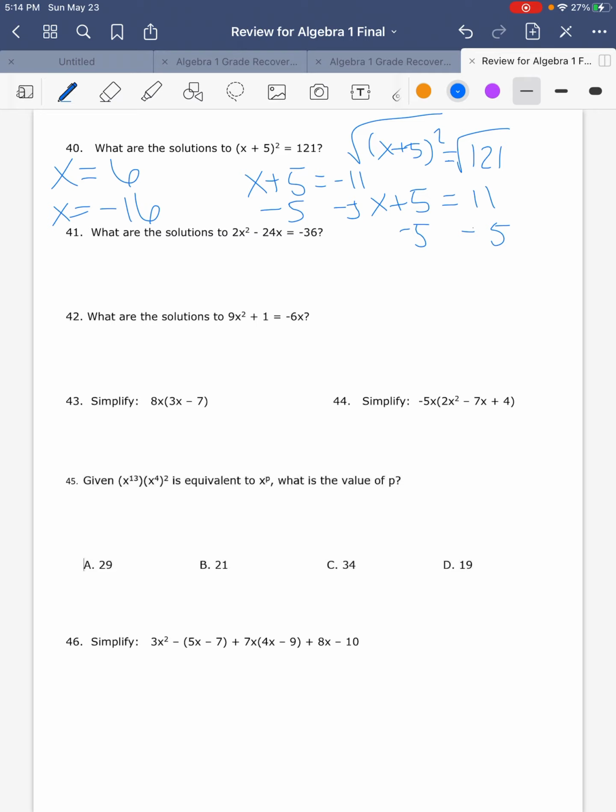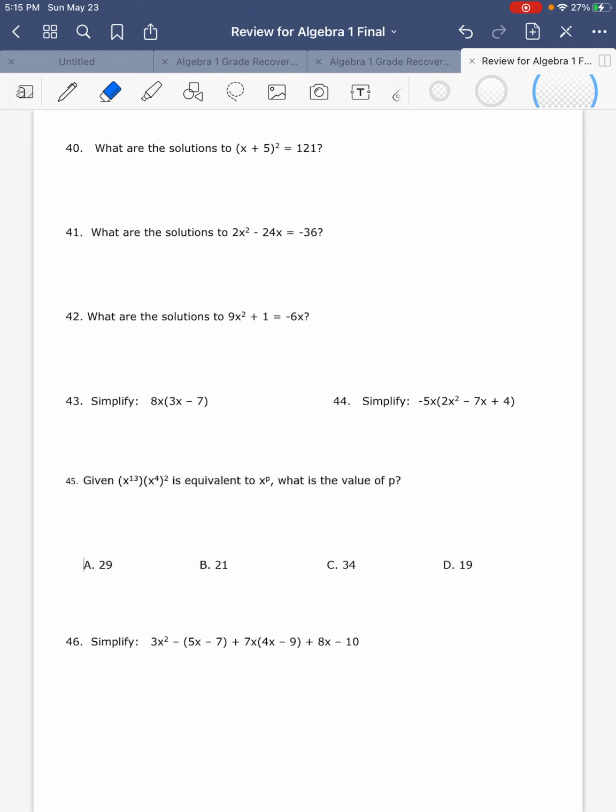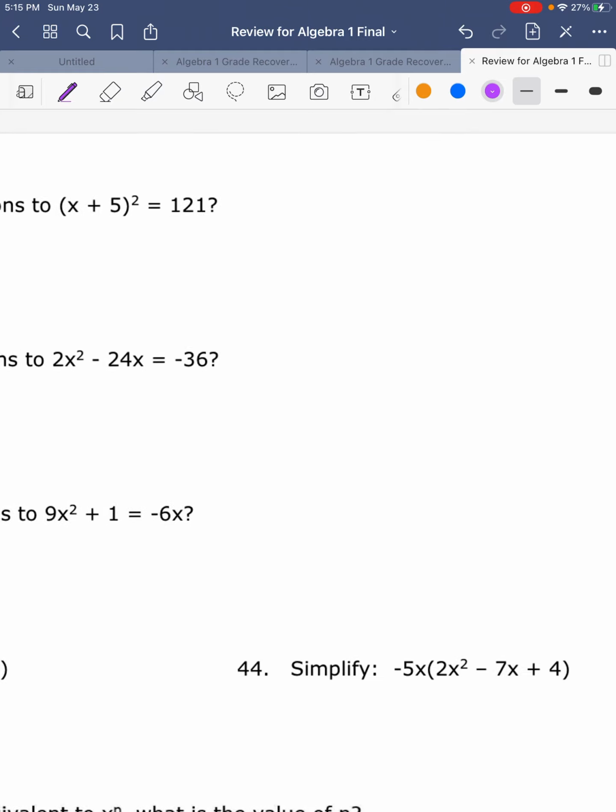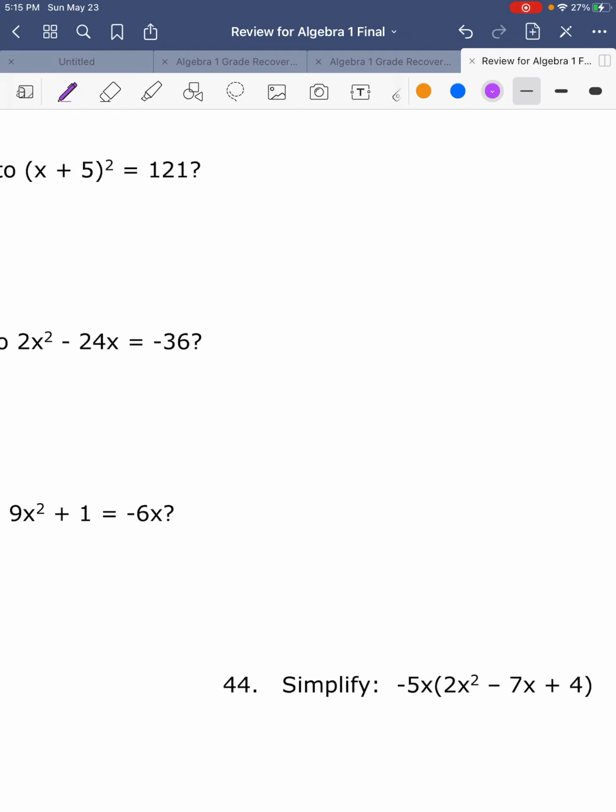Okay, 41, what are the solutions? I'm going to erase this part we just did. So here's another factoring one. So I got my chart, a times c, plus and minus. And before we can start this one, we need to get rid of that negative 36 from the other side. So I would add 36 to both sides and get 2x squared minus 24x plus 36 equals 0. So 2 times 36, that's just going to equal 72.